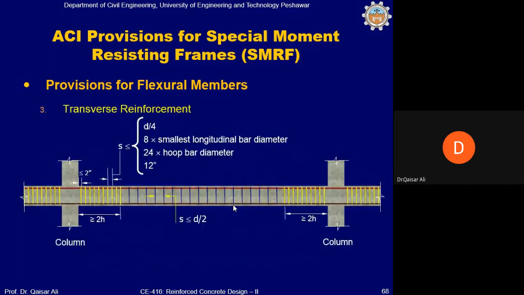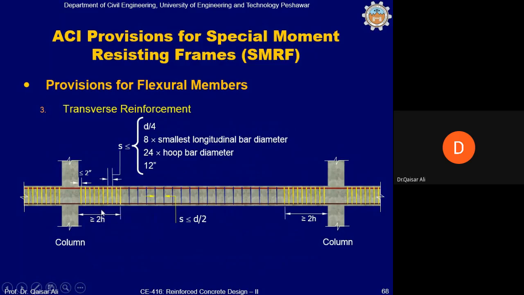Transverse reinforcement. Transverse reinforcement means the stirrup reinforcement. Whatever stirrups are being calculated from the design, they shall be finally checked with this provision. And this provision says that within the region from the face of the column into the beam equal to twice the depth of the beam.